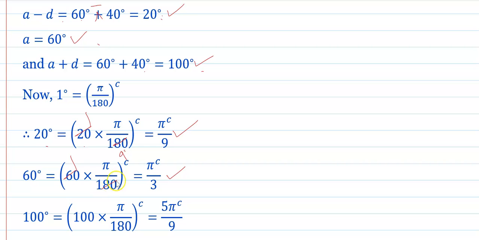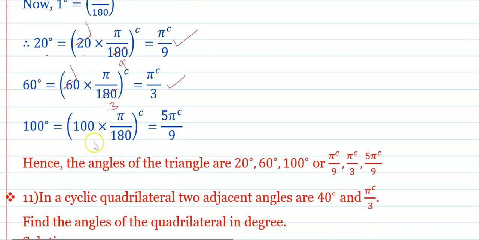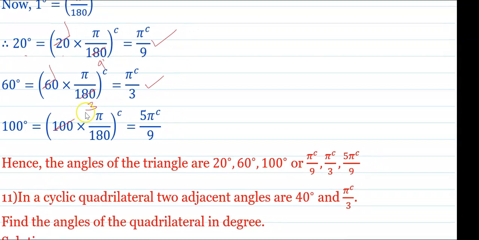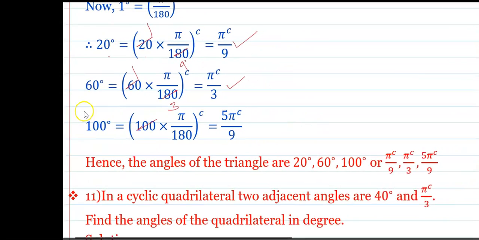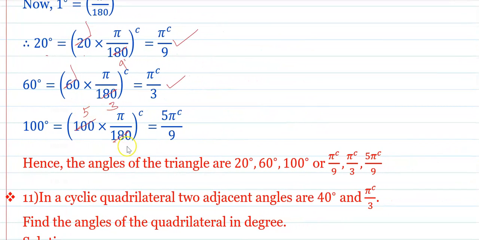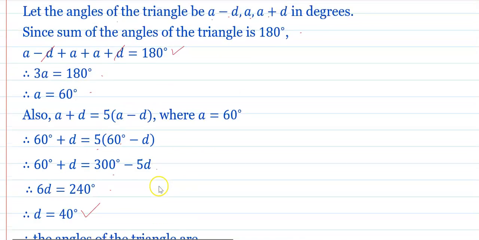Okay, 6 into 30 is 180. Next, again we simplify with 20. 5 into 20 is 100 and 9 into 20 is 180. That is 5 pi by 9 radian. Hence the angles of the triangle are 20 degree, 60 degree, 100 degree or pi by 9 radian, pi by 3 radian, 5 pi by 9 radian. Okay, easy question.